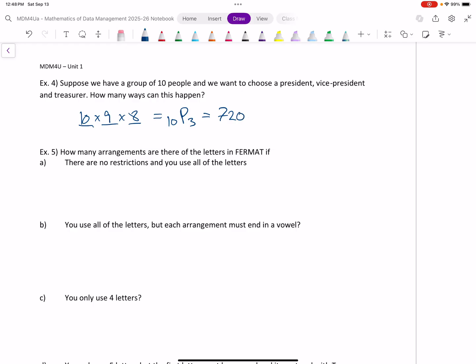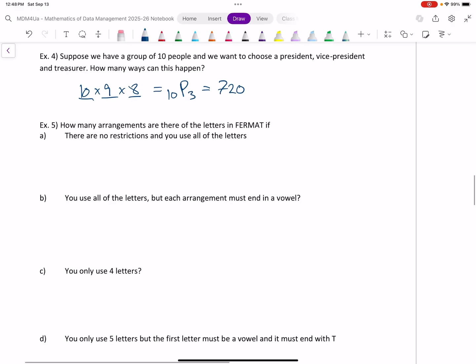And so I think it's important to do it both ways, or think about it both ways, because if you had 100 people and you wanted to choose 20, like I said earlier, you're not going to write out each position and go, 100 times 99 times 98 and so on. You're going to do 100P20, which is going to make it a lot quicker.